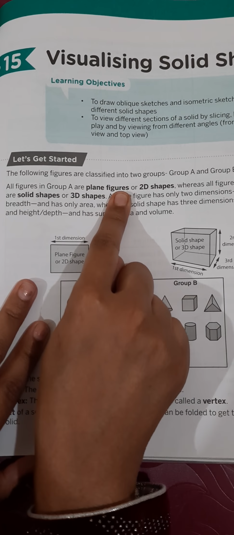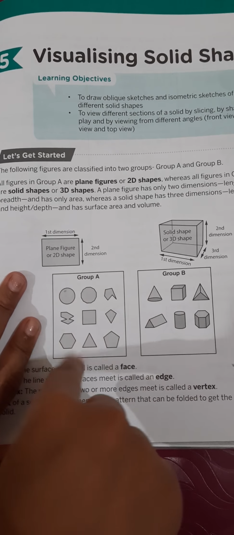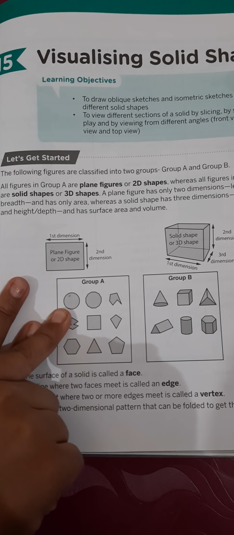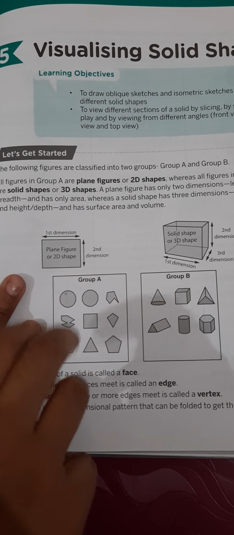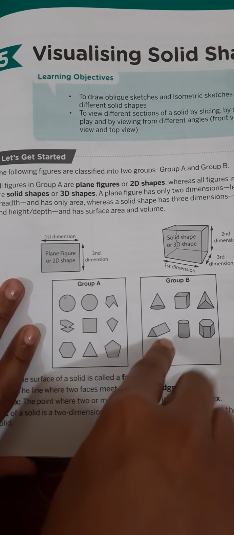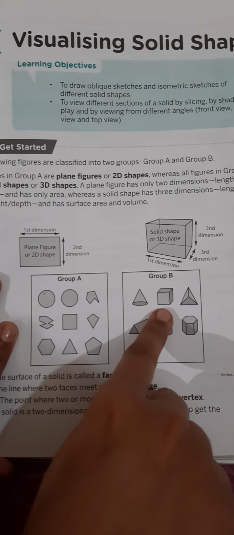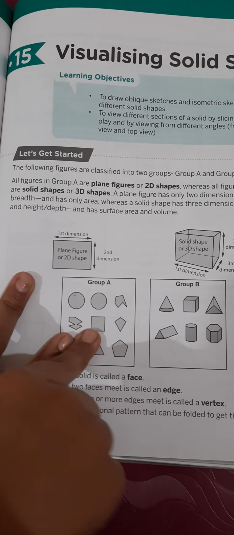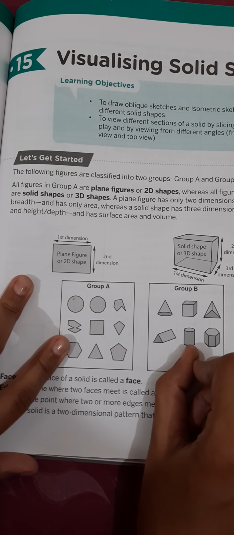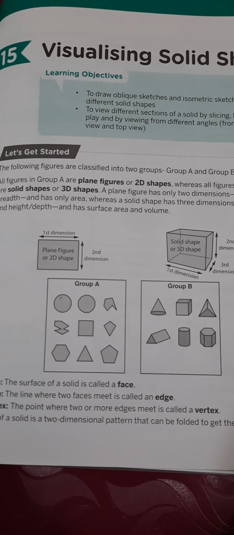All the figures in group A are plane figures. All these are plane figures. This is a circle. This is a square. All these are plane figures. And when we talk about 3D shapes, these are going to be like this: cone, then this is a cube. A cube is the 3D of a square. Pyramid, cylinder, triangular prism. Like this, we are going to talk about these in this chapter.